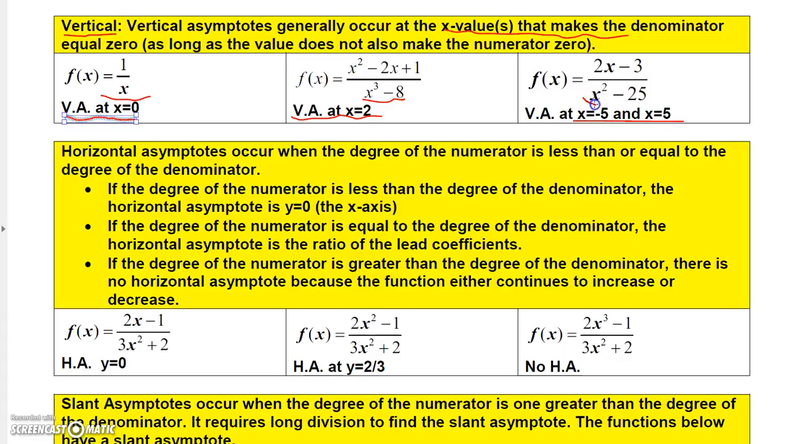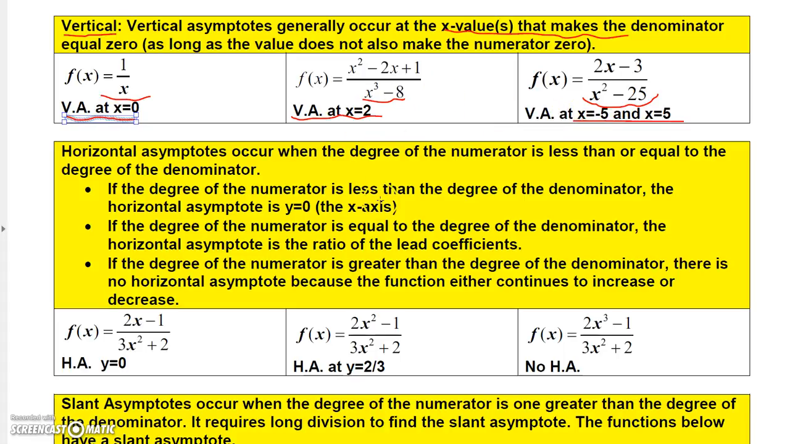And here, remember, this factors into (x minus 5)(x plus 5). So the numbers 5 and negative 5 make the denominator equal 0, and therefore the vertical asymptotes would be x equals negative 5 and x equals 5.